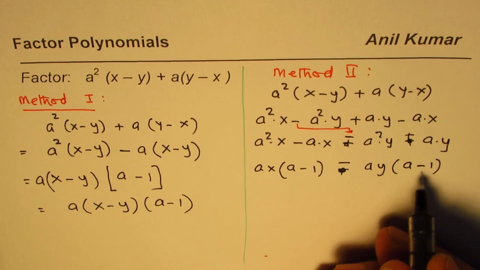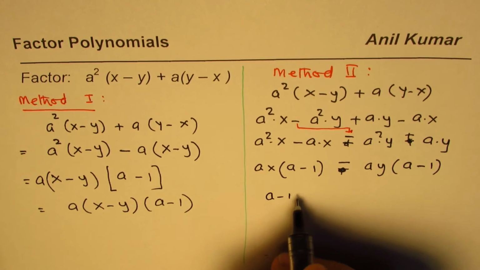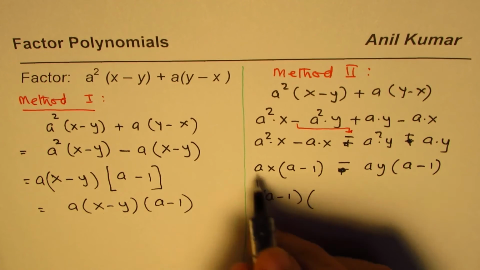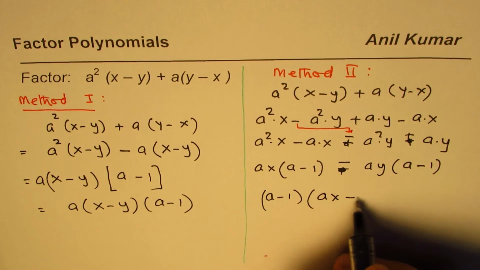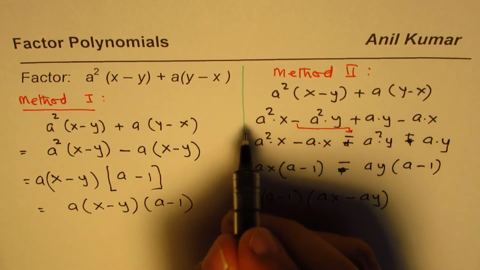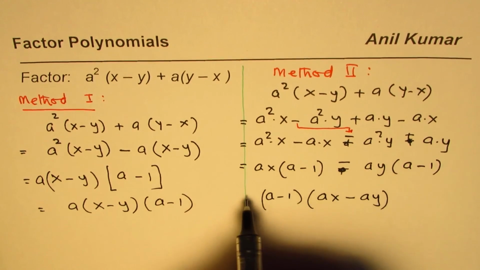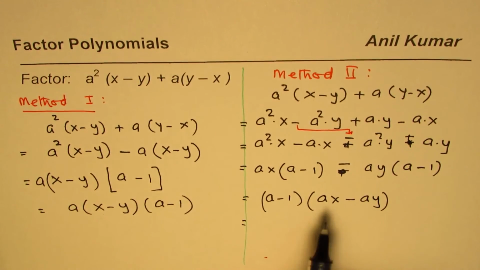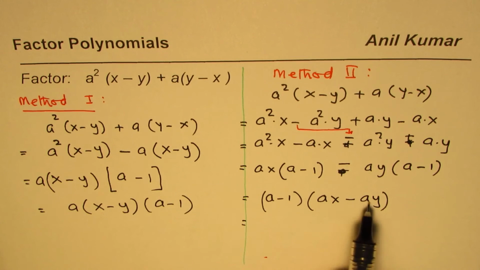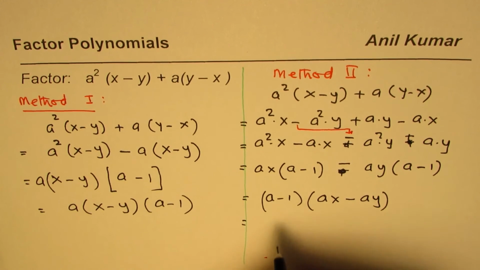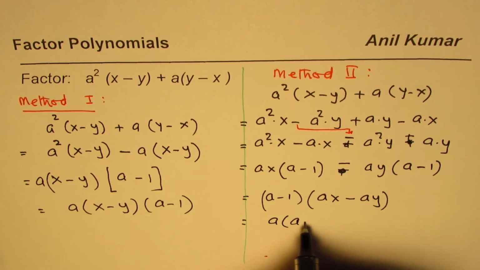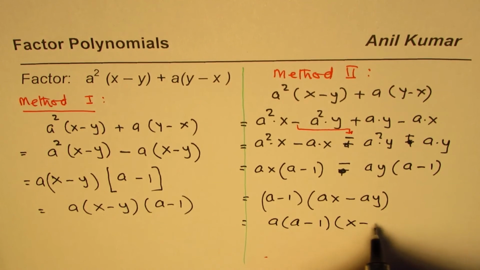Now (a minus 1) is a common factor. So you're left with ax minus ay. So keep on writing equal signs. Now don't leave it at this stage. See, a is also a common factor. So we factor this out. So we get a times (a minus 1) times (x minus y).